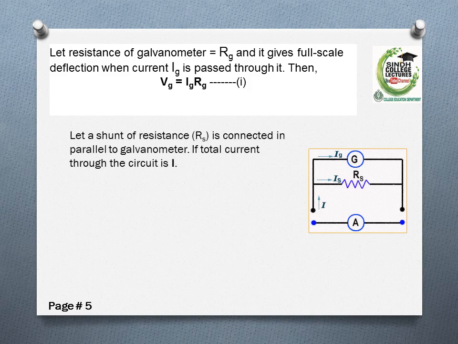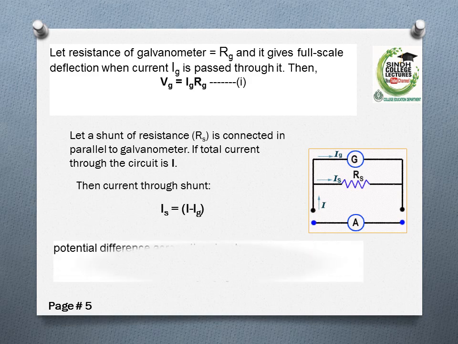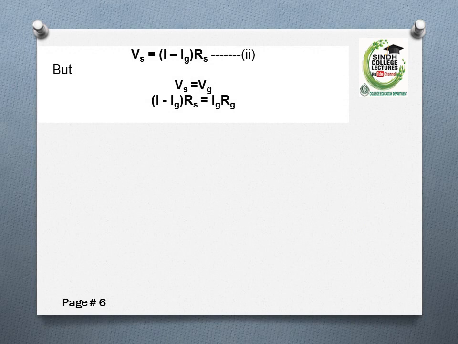Let a shunt of resistance Rs be connected in parallel to galvanometer. If total current through the circuit is I, then current through shunt is Is equals I minus Ig. Potential difference across the shunt will then be given as Vs equals Is into Rs. So Vs equals (I minus Ig) into Rs, which will be our equation number 2.